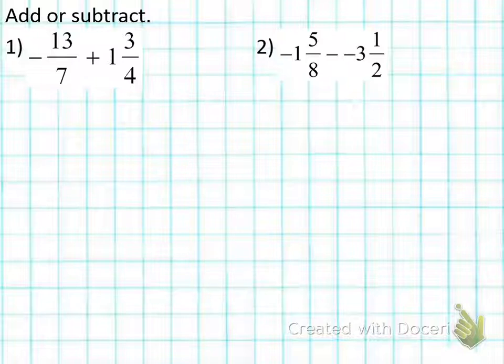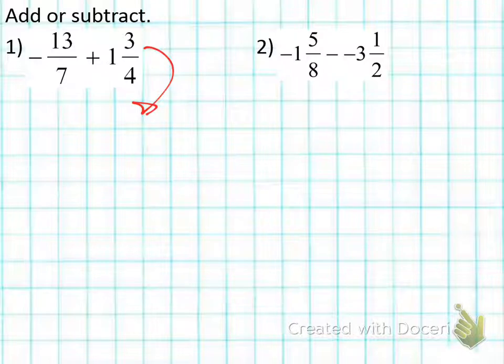Okay, so we have negative 13/7 plus 1 3/4. First thing I want to do is change any mixed numbers into improper fractions. So first thing we want to do is look at any improper fractions. We have one right here. We want that to be a mixed number. We want this mixed number to be an improper fraction.